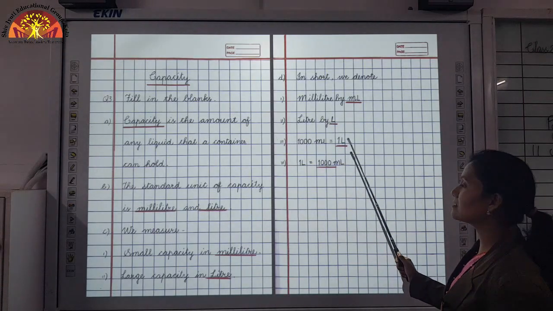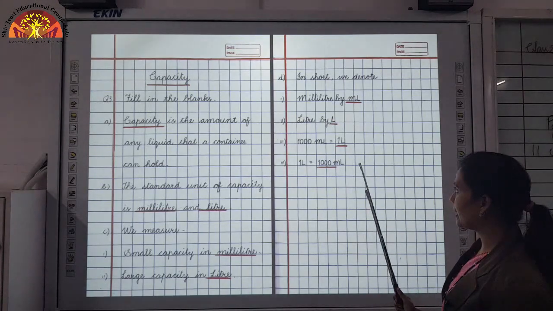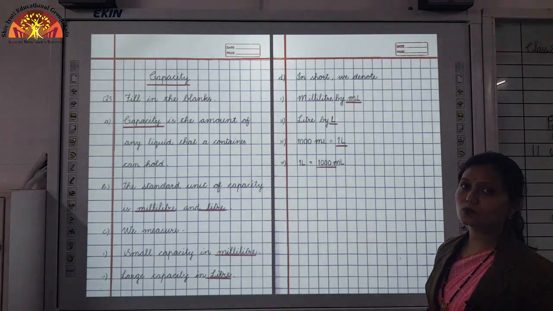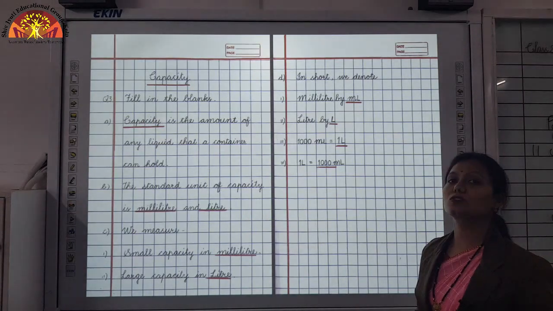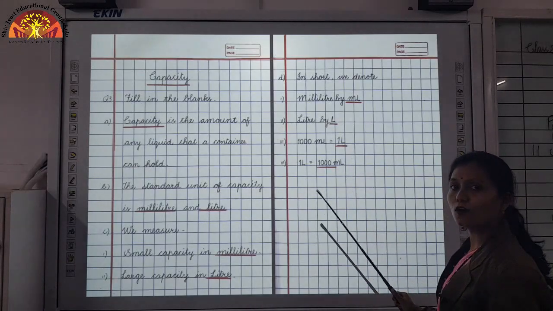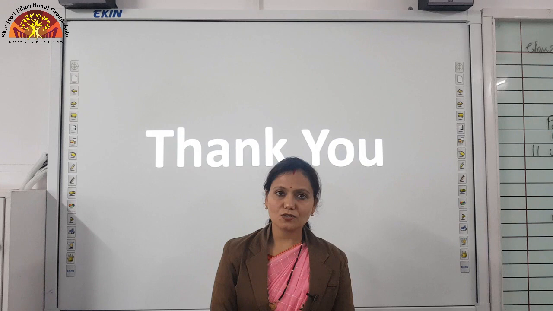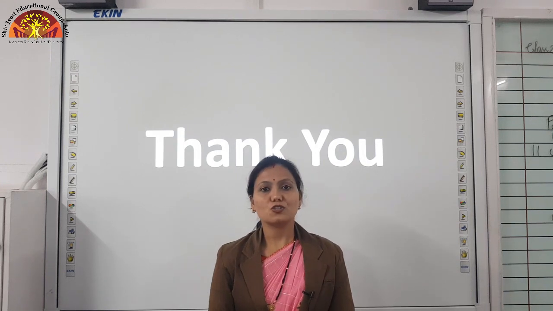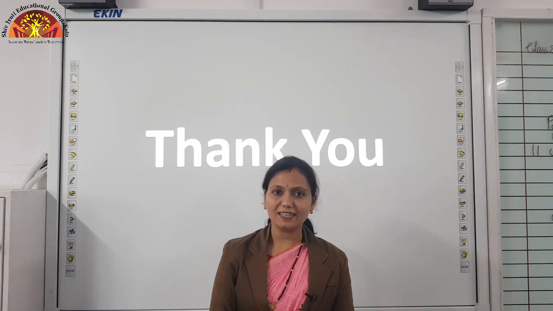1000 milliliter is equals to dash and 1 liter is equals to dash. Again, we know 1 liter is equals to 1000 milliliter and 1000 milliliter is equals to 1 liter. So we will write here 1 liter and here 1000 milliliter. Hope you understood this chapter. So complete your book work and copy work neatly. Thank you.